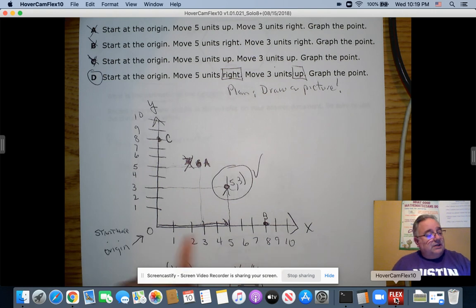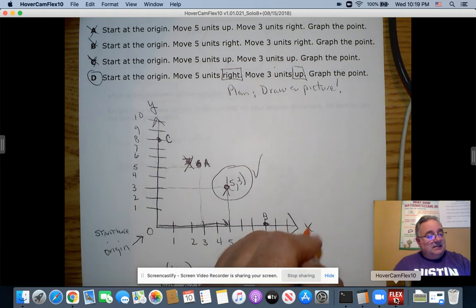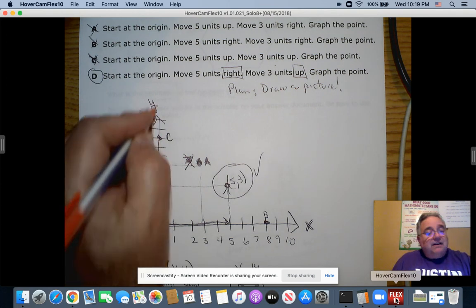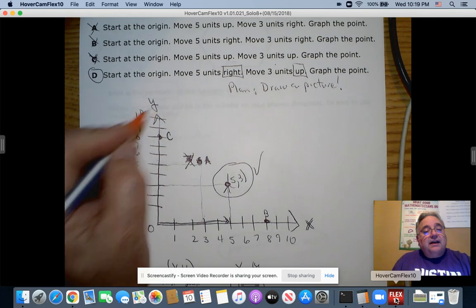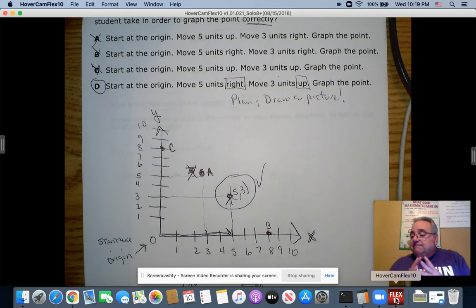And I said, which line does this represent? Well, I always remember that the horizon represents the X. Why? Because X has to walk before it flies. And the Y flies. So the Y goes up. Count out 10.